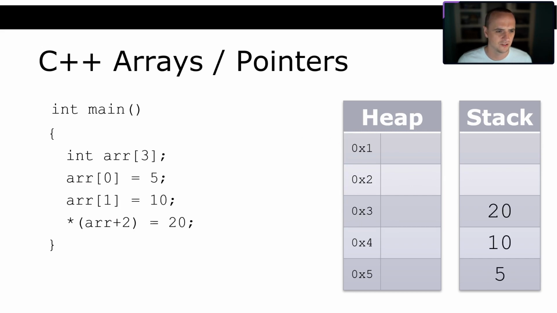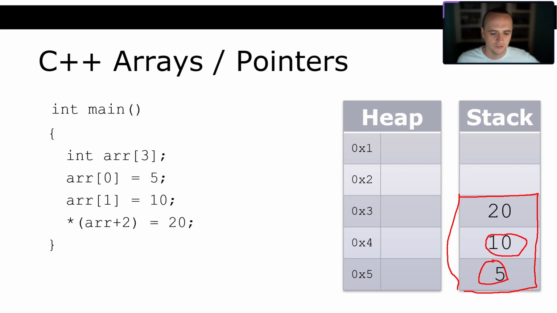So if I wanted to put that array on the stack, I could do that as well. So let's look at the first thing here. If I have a stack allocated array, then that would go into the stack right here. So similarly, we would have 3 elements reserved for that array. arr[0] equals 5, arr[1] equals 10, and *(arr + 2) is just arr[2], so that's equal to 20. So that's how you would do it on the stack.